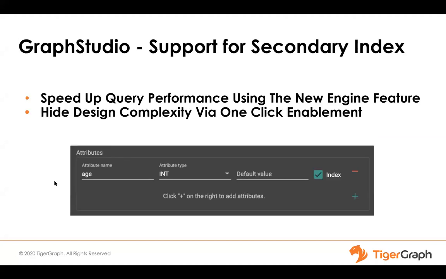And as Riaz mentioned before, on the engine level in 3.0, we started to support secondary index. And it's very convenient in Graph Studio to turn on the secondary index for the attributes you want to. And it definitely speeds up the query performance. And also here, it really hides the design complexity. You can just do one-click enablement.